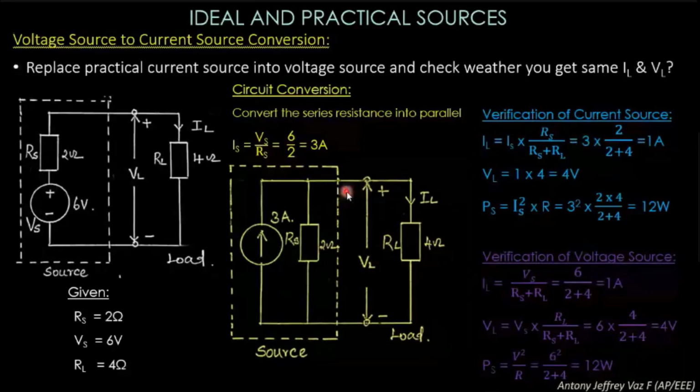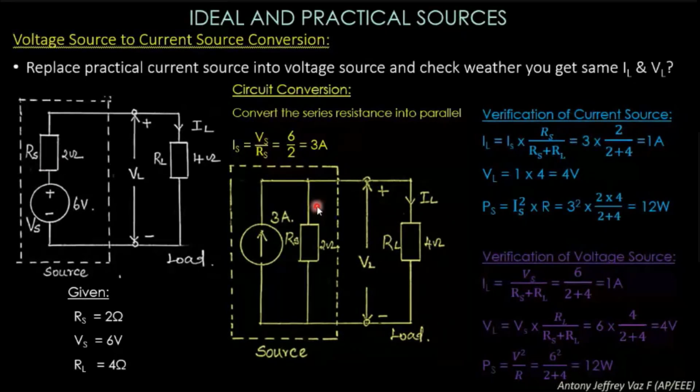Next, we can see after these 2 points all the circuits are similar. So we have a direct VL over here, then the load resistance is 4 ohm, which is directly connected over here. To convert a voltage source to a current source, the only thing you need to do is convert the series resistance into parallel. So you redraw the circuit, disconnect this RS from here and connect it over here.